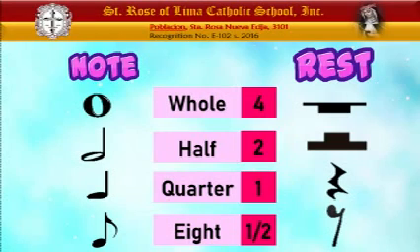So notes and rests work in the same lengths with the same names, just like this one. In the whole note, we have this musical sign or symbol. This is a whole note. And in rest, we have this symbol, and this is the whole rest. So they have the same name, and they have the same length. They are both 4. But the difference is, in notes, there is a sound, and in rests, silence.